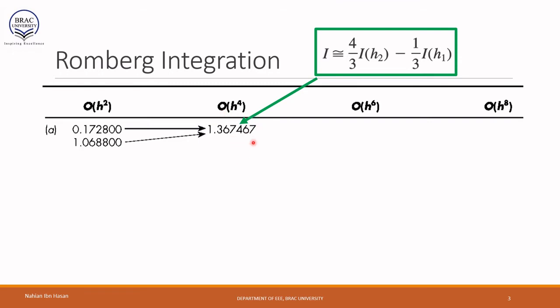Since in this column I have only one term, okay, so one value with an order of accuracy of 4, to go to the second column I need at least two values here.